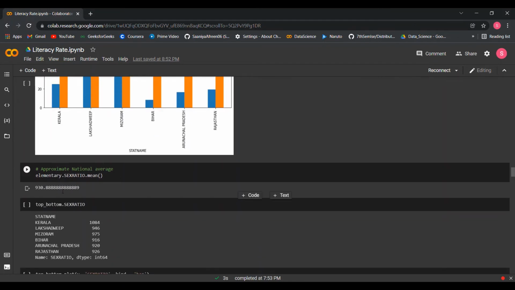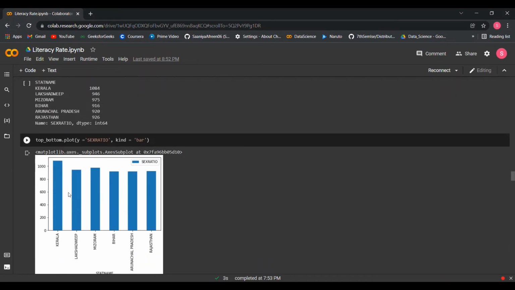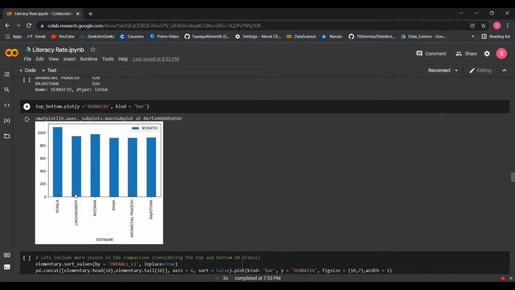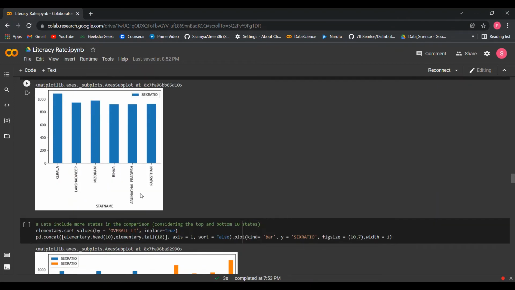We also try to figure out using the sex ratio. Sex ratio is the number of females per 1,000 males, with an approximate national average of 930.888. Depending on the sex ratio, we see that it has nothing to do with the literacy level. The graphs don't show much of a difference. They don't show sex ratio affecting the literacy rate. Also, the correlation is too weak.